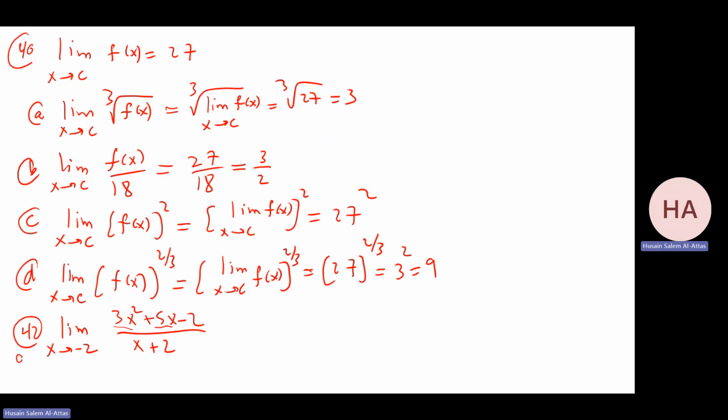It means you cannot just substitute. You need to factor the numerator. For sure, I have x plus 2. So the remaining is 3x minus 1. Check: 3x squared plus 6x minus x minus 2, that's 5x. Over x plus 2. I cancel. Substitute. You get minus 7. This is 42.